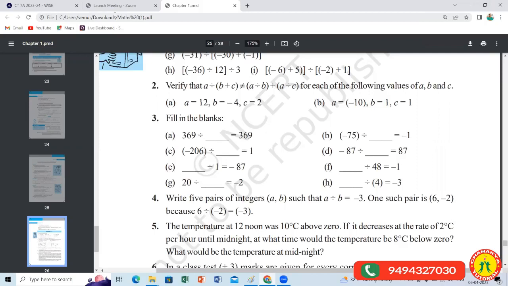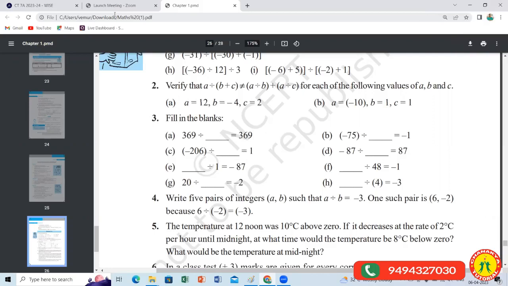Ma'am, negative 87 divided by dash equal to 87. Ma'am, negative 87 divided by minus 1. Ma'am, equal to 87. Very good. Negative by negative only gives a positive result. So 87 as it is you have, so you have to divide with minus 1. Now go to E bit, with whom? I think it is with Varshit. Dash divided by 1 is equal to minus 87. Minus 87 divided by 1 is equal to minus 87.